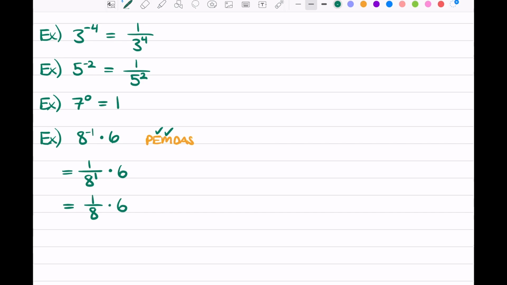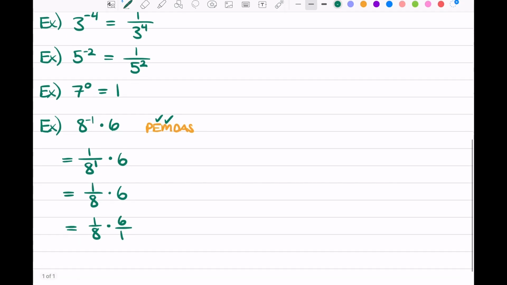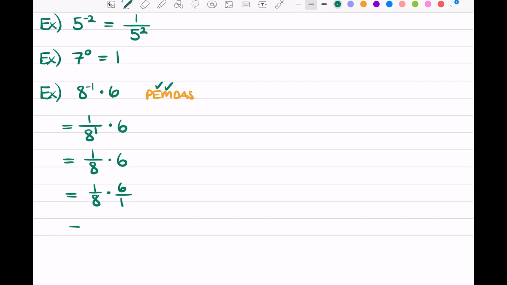Now we have a fraction times a whole number, so we need to turn our whole number into a fraction. So 6 becomes 6 over 1. Multiplying across gives us 6 over 8. And we can simplify this further. 6 is 2 times 3, and 8 is 2 times 4. So we can cancel out a 2. So our final answer is 3/4.